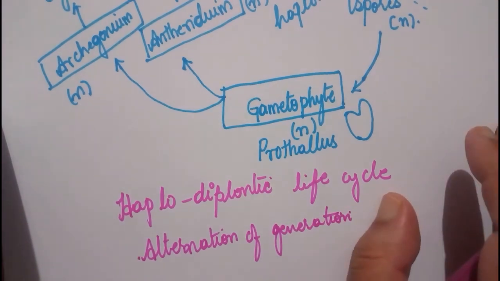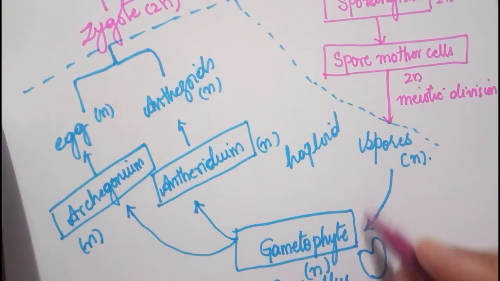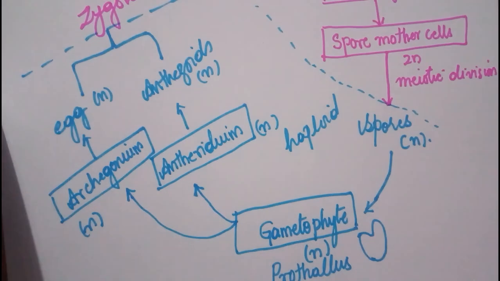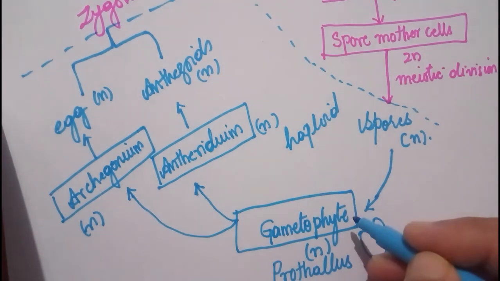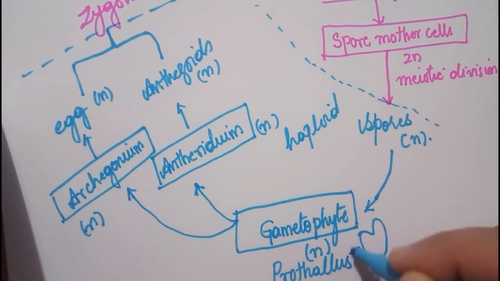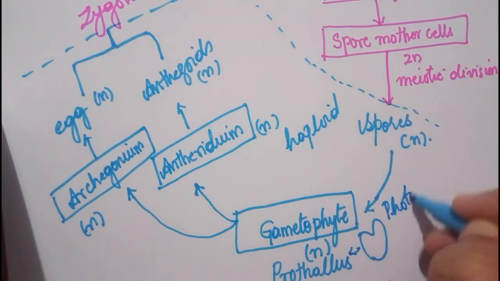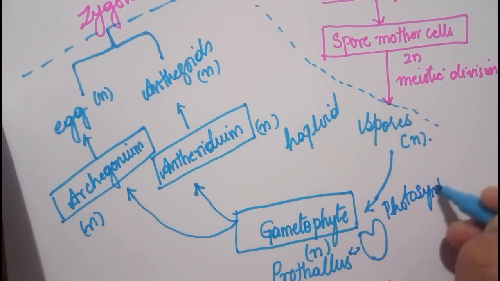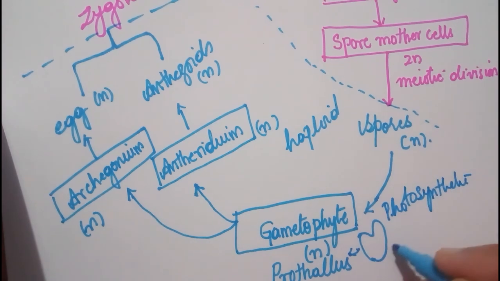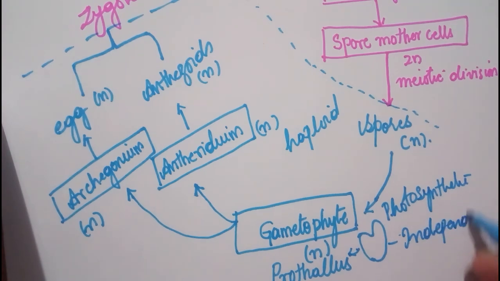So remember, in the case of pteridophytes, the dominant stage is the sporophyte, and the gametophyte is an independent structure. It is called the prothallus. It is a photosynthetic structure, and it is not dependent on the sporophyte. It is independent of the sporophyte.